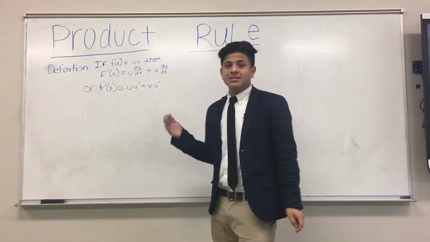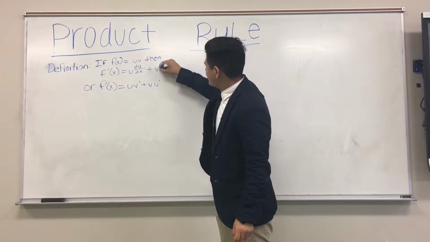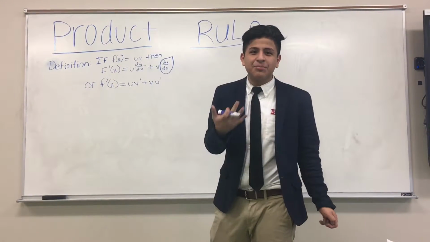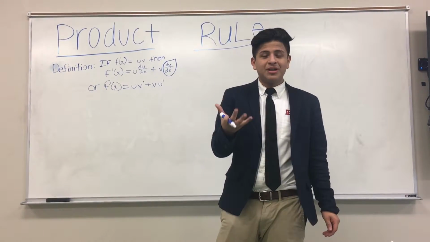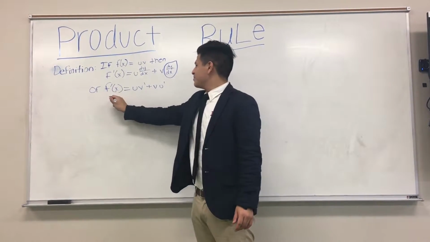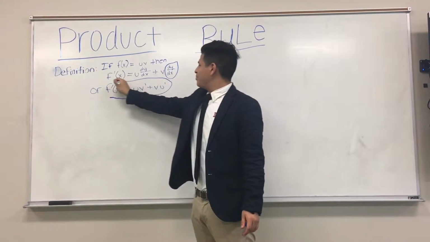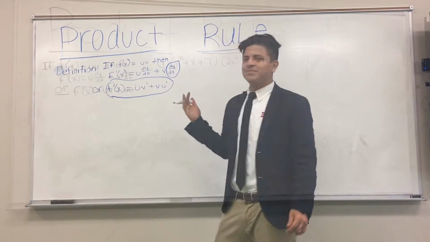So in the previous lessons we learned that dy/dx actually is a fancy way of just saying prime. So you don't really have to pay attention to that. And the formula you're going to want to use is this one right here. It's the most simple one. It's uv prime plus vu prime.